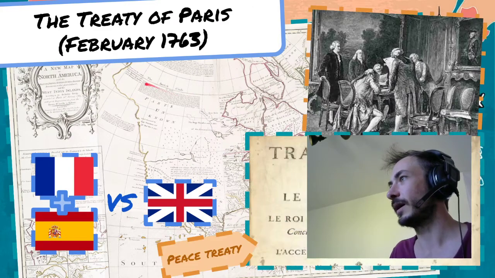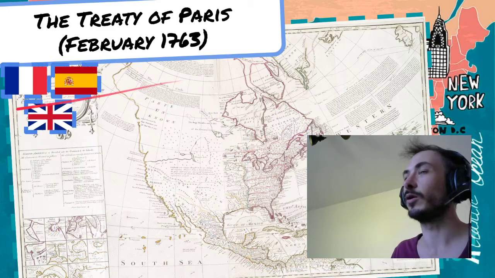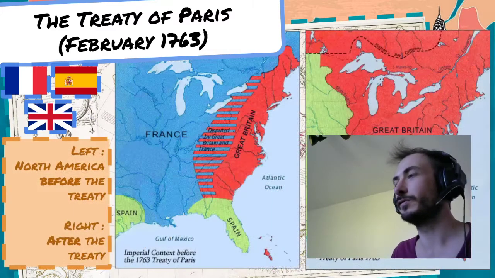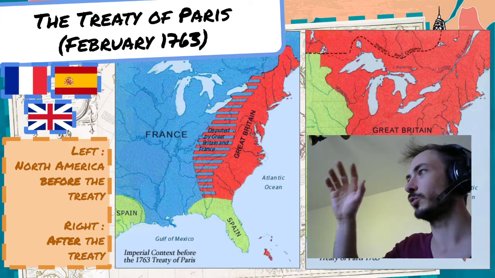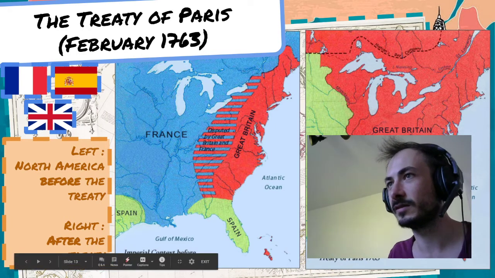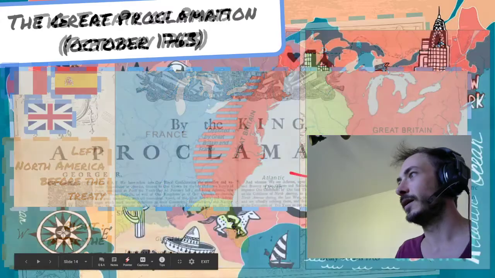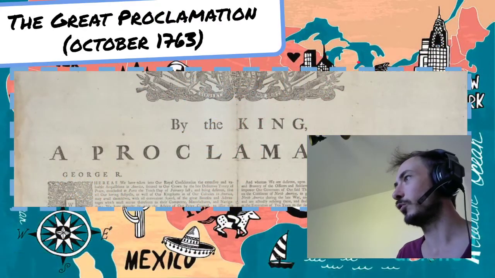Ensuite, événement important après la guerre. Alors, le traité de Paris, qui fait que la Grande-Bretagne s'accapare quasiment toute l'Amérique du Nord, en fait, jusqu'à la frontière qui est ici. La frontière, c'est le Mississippi. Et puis, la proclamation du roi.